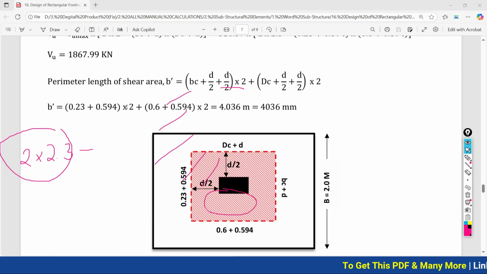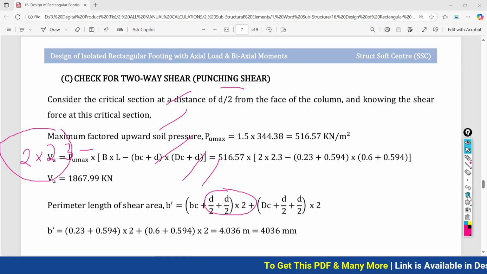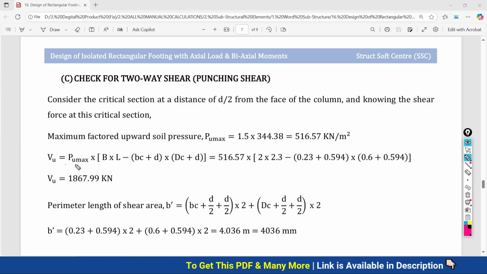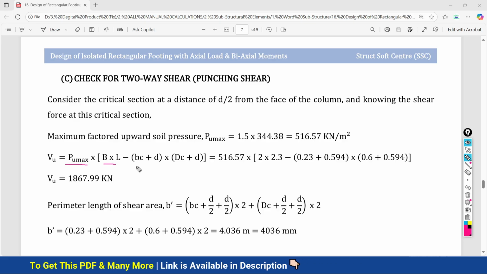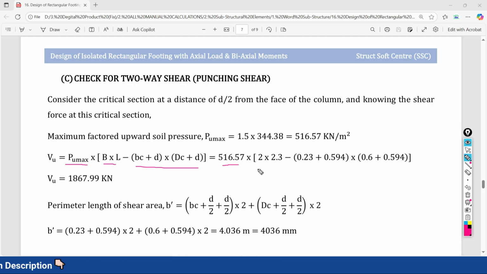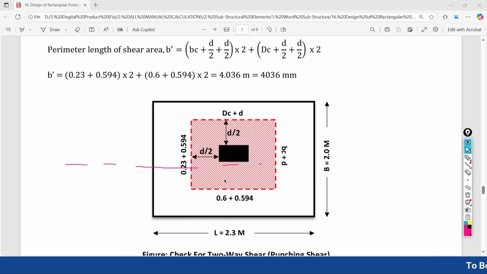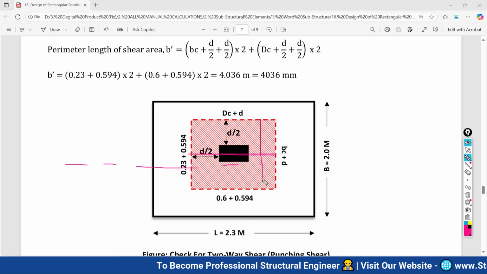This calculation is already given here, I can show you. This is the upward soil pressure multiplied by the total area minus the shaded area. So upward soil pressure 516.57 kilonewton per meter square, total area 2 meter by 2.3 minus this shaded area. How can you calculate this? First you need to calculate this length and this width.